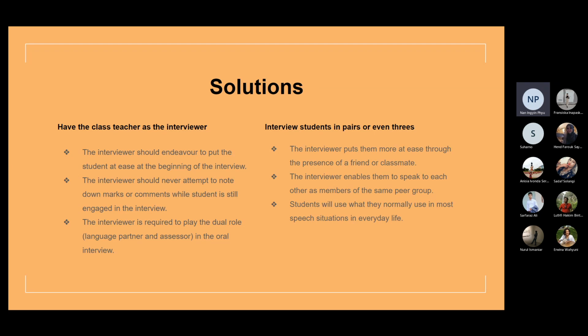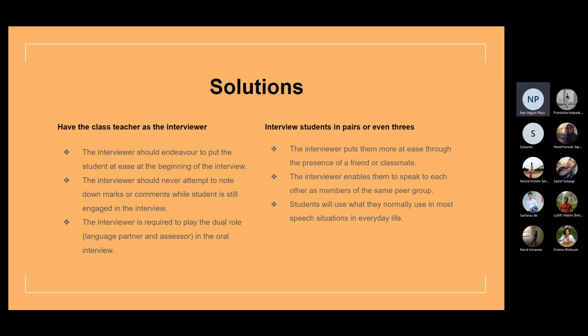Another solution is to interview the students in pairs or even threes. The presence of the interviewer gives a lot of nervousness to the students. So instead of having only the interviewer and one student, having two or more students in a pair or a group will help the students feel at ease because of the presence of friends and classmates. In that way, the interviewer can also enable them to speak to each other.